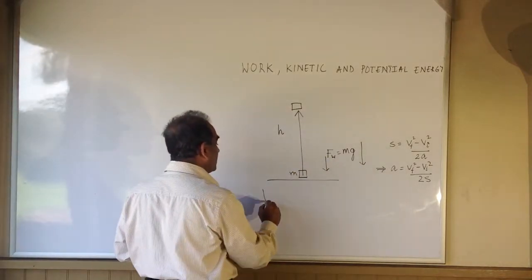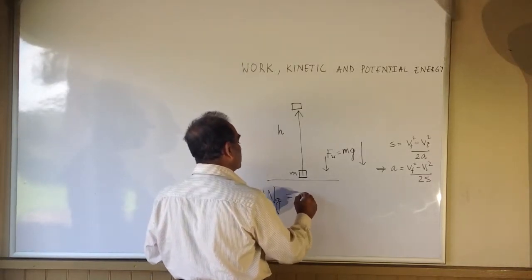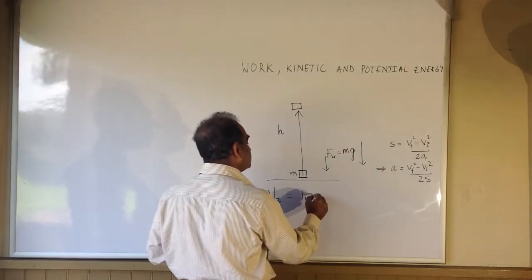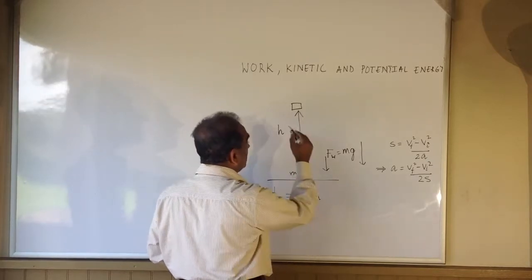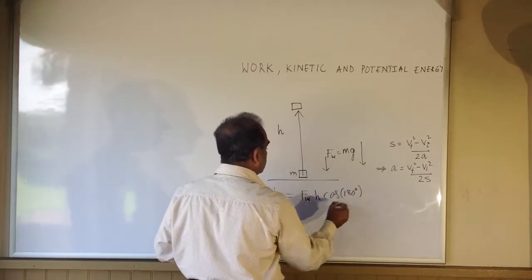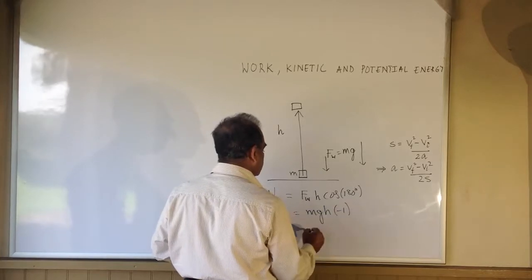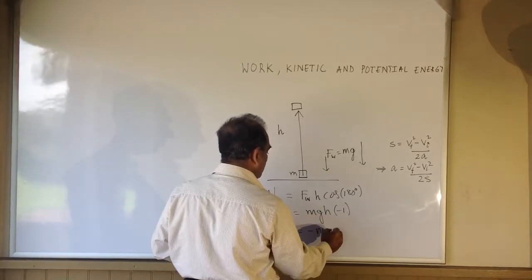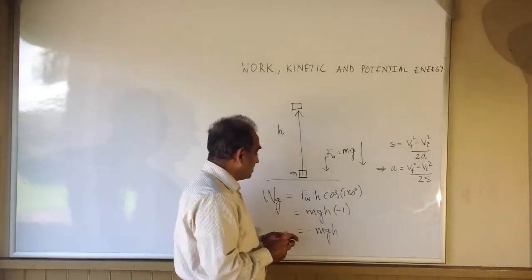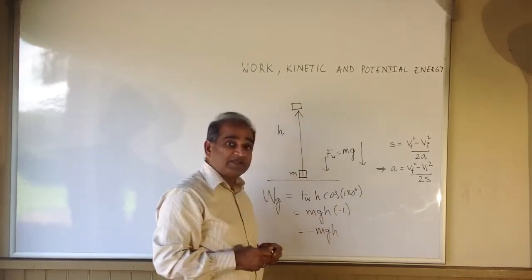So the work done by gravity, Wg here as suffix, equals the force times displacement. So force Fw times the displacement h, both in opposite directions. So cosine of 180 degrees will give you mgh but with a minus sign. So minus mgh. So this is the work done by gravity. Why did we get the minus sign? Because the force and the displacement are opposite in direction.